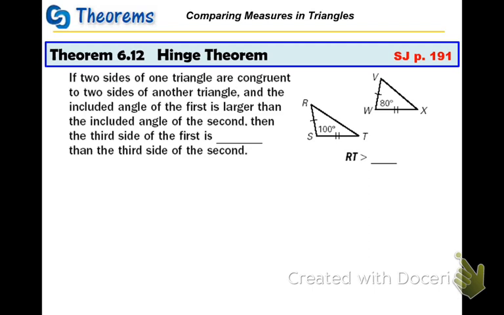So if you have 2 sides congruent to 2 sides, you can compare the third side based on the angle it is across from. What this one's asking is for you to compare RT to VX. What angle is RT across from? VS, which is how many degrees? 100. So RT is across from 100. What is VX across from? 80. So RT is going to be greater than VX. It's going to be a bigger side because it's across from a larger angle. That is all you're doing here. Okay, so your fill in the blank is longer and VX.